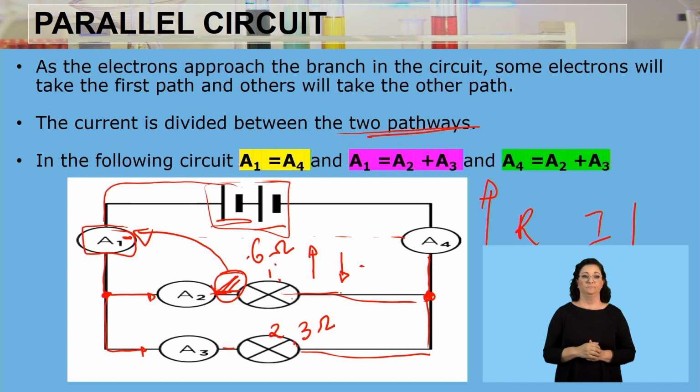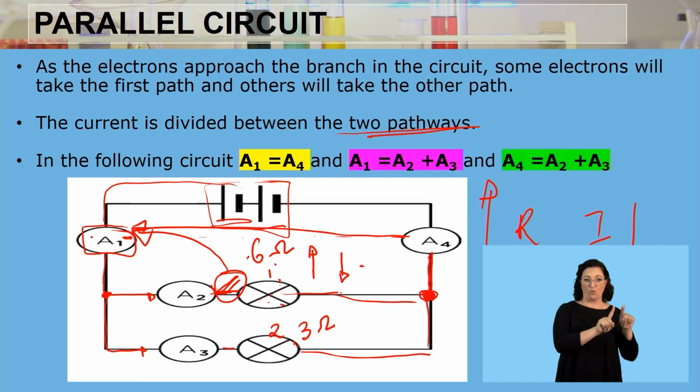However, those two currents passing through those two resistors will still add up together here and be equal to the same current that the circuit started with initially. So in summary, what we're saying is, if these two bulbs are identical, the current at A1 is going to be equal to the current at A4. However, the current at A2 is going to be equal to the current at A3. Remember, if the two resistors are identical.